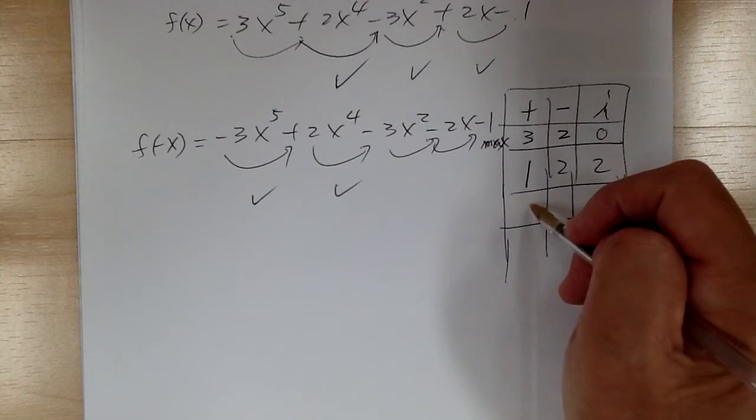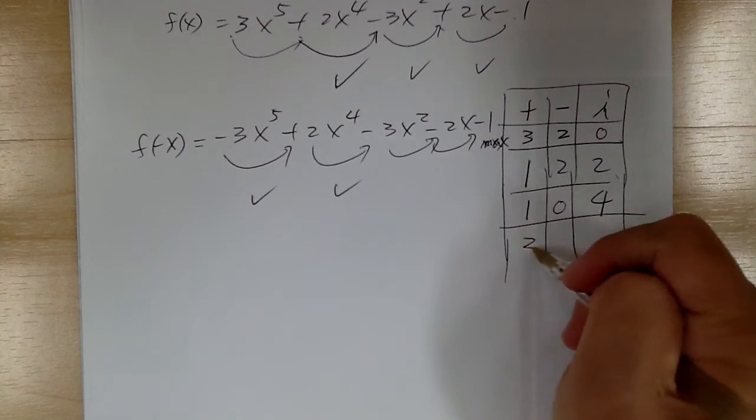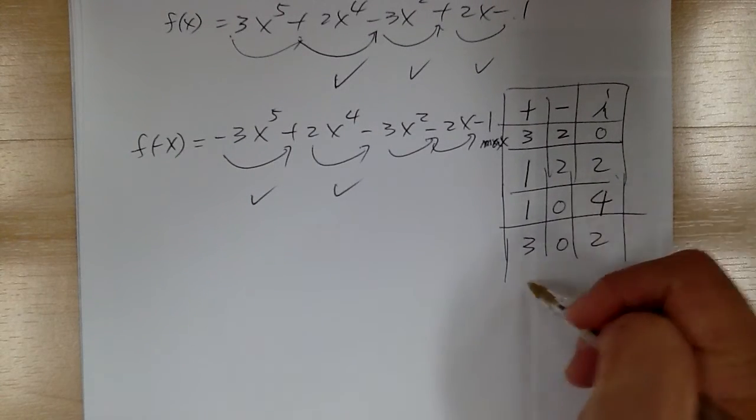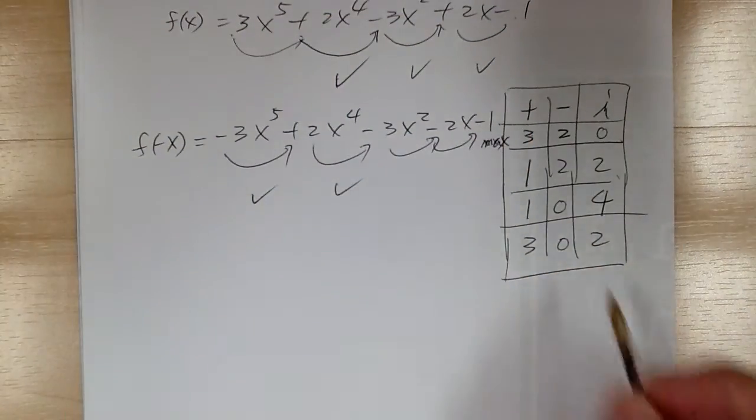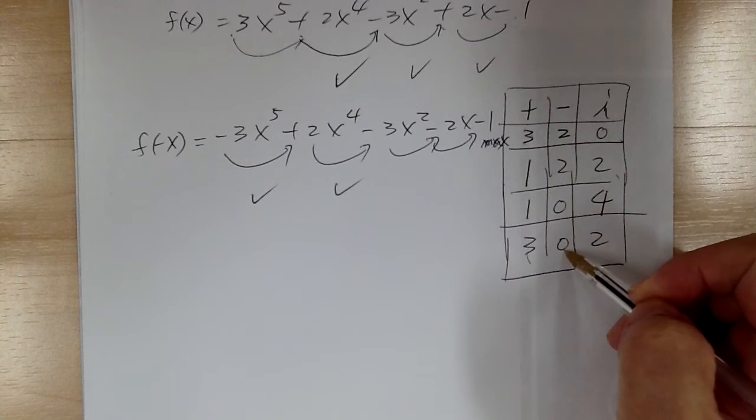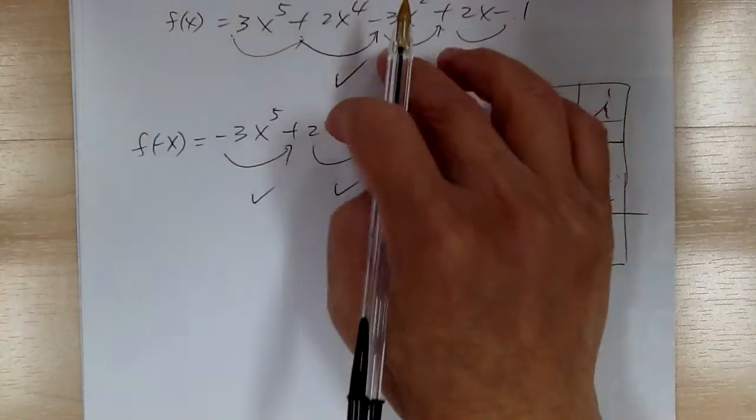Or you can have 1, 0, 4. Okay. And you can have 3, 0, 2. Okay. So again, this has to go down by 2s. This can go down by 2. So these are all the possible combinations of answers to these.